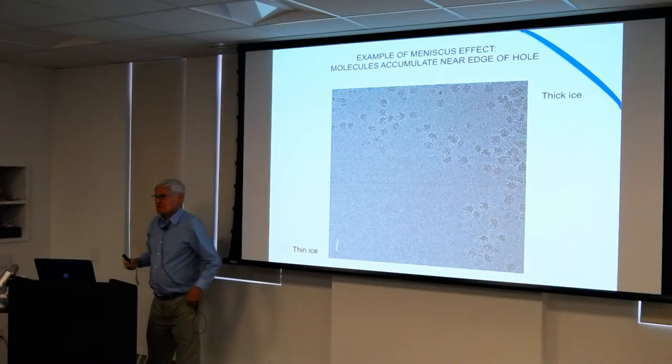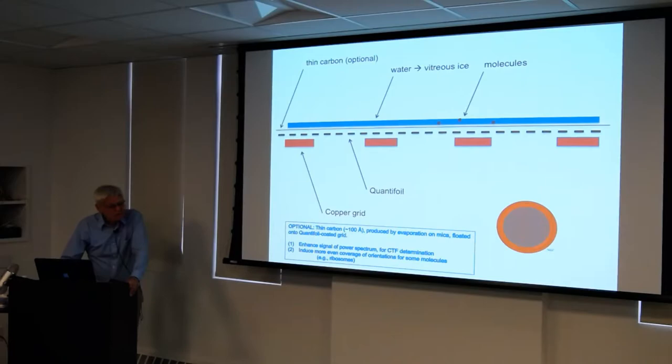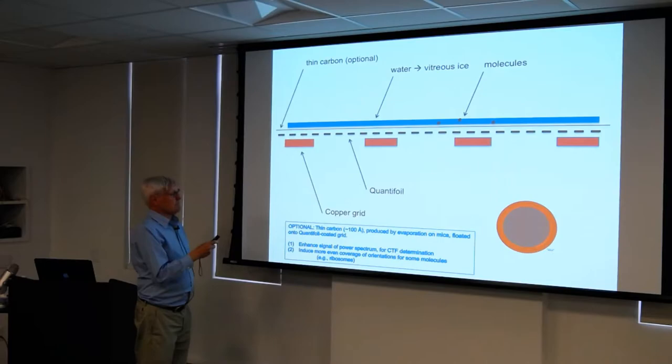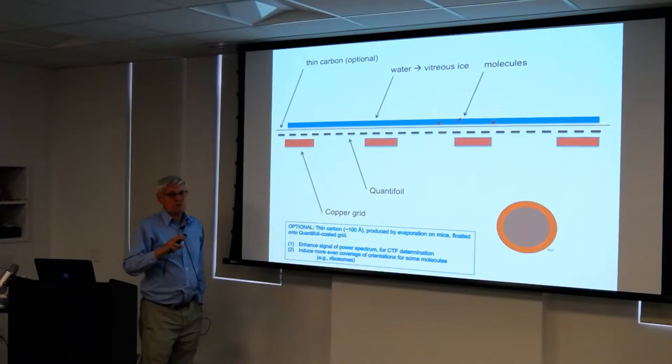That can happen. And here is a little bit more of a scheme here. We have a copper grid here, a Quantifoil, and we might have an optional thin carbon film here, which is sometimes good. For instance, for ribosomes, it's very good to get a more random orientation.